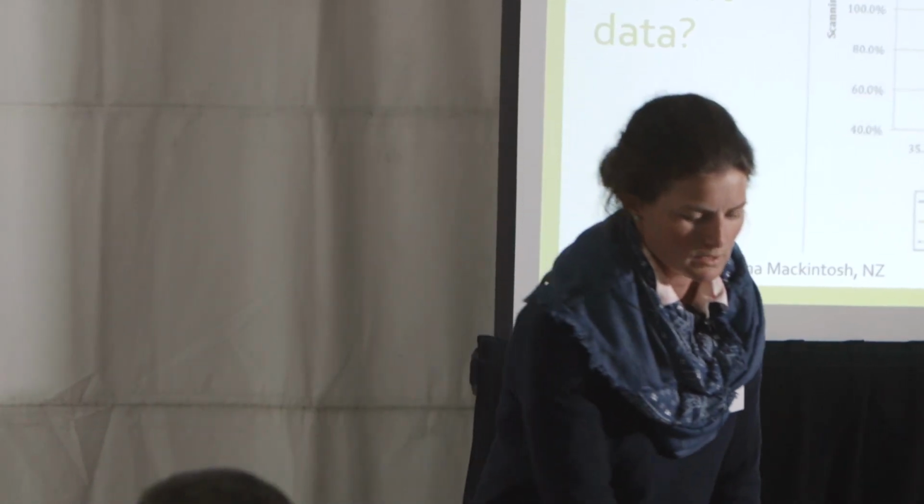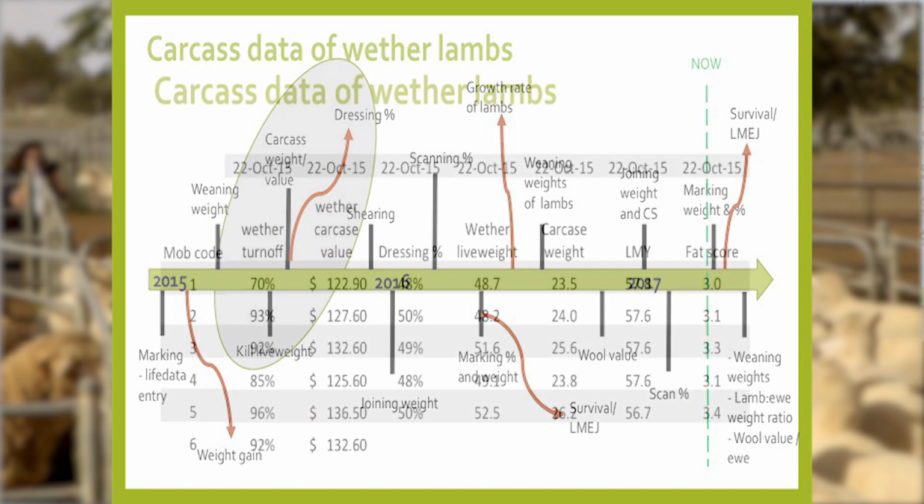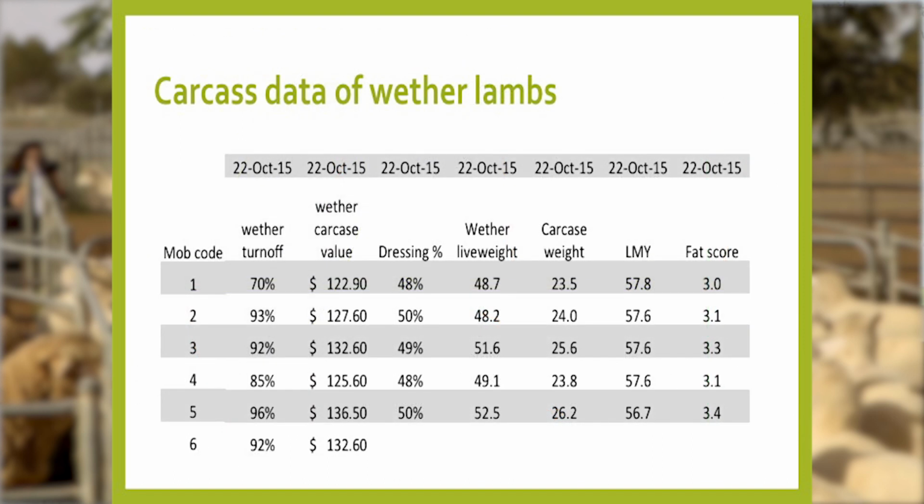So back to the ewes outside, we took the wether lambs' kill weight, followed them all through the abattoir and got a carcass weight, dressing percentage, and lean meat yield and fat score on them all. So I'll just show you that. And all of this data is out on pen cards, so go and have a more in-depth look if you're interested. But this really just compares to the mob, and I can do that to the individual as well.